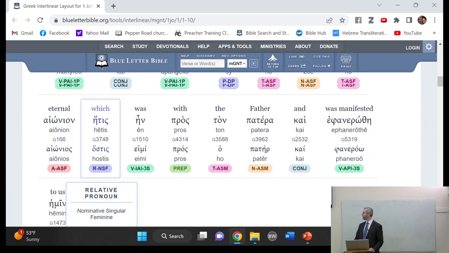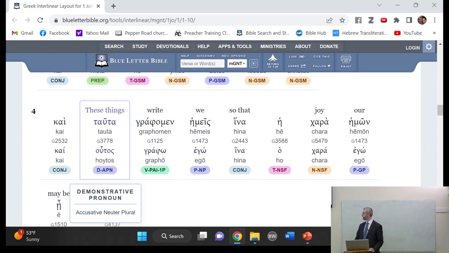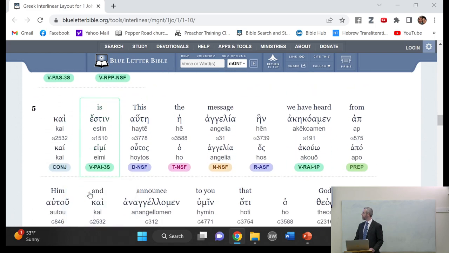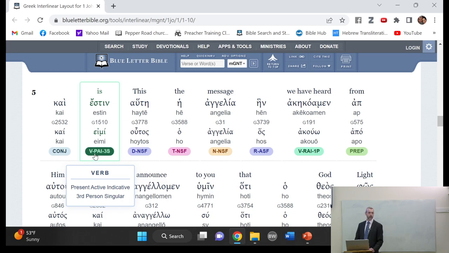But I want to skip down, I think, to verse number 5, because I think that'll be a simpler verse for us to spend some time with. So we just kind of scan across, and here we have a verb, P-A-I. Does anyone remember what the P stands for? Present. Usually, what time is the present? It's now. Active, the subject is giving or receiving the action? Giving the action. In this case, it's stative. It's a to-be verb, is.